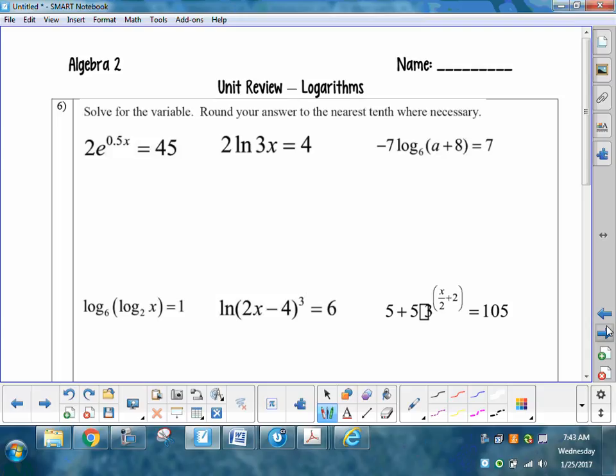Now, these we're going to solve out to the nearest tenth, and this should be profoundly easy. Take a look at that first question. What's your first step going to be? Allison, what do you want to do to start off the first one? Divide 2 on both sides, so I have e to the 0.5x power is equal to 45 over 2. So we get to here. What happens next? Peter?